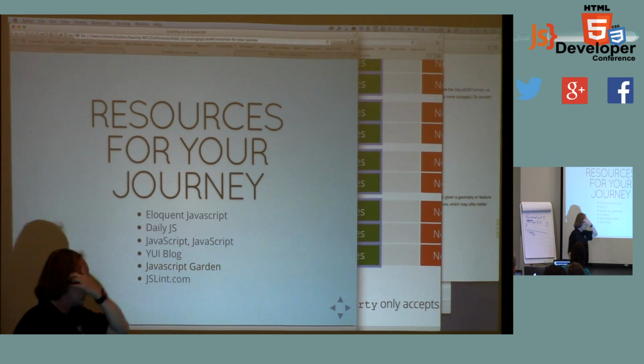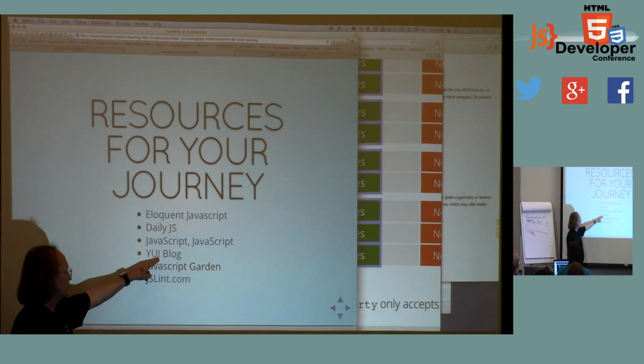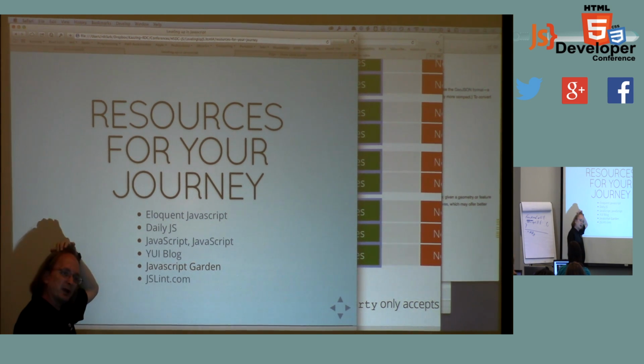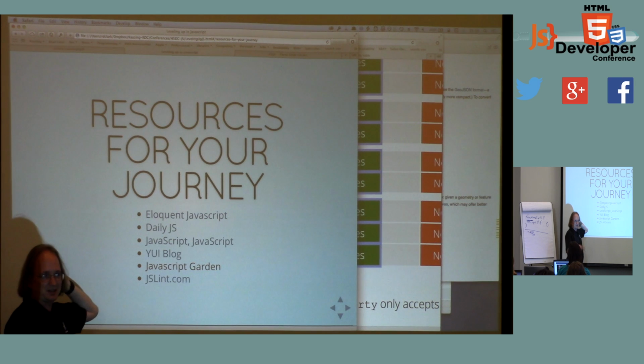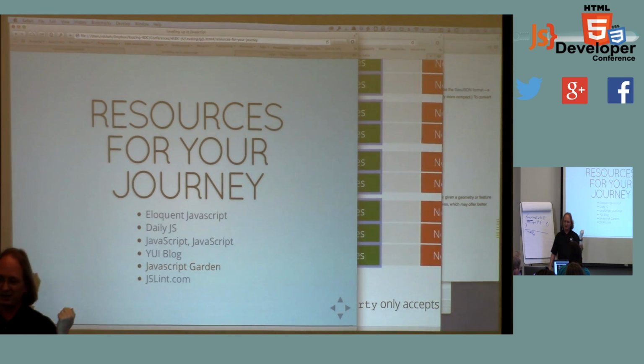JavaScript, this is Angus Kroll's blog, JavaScript weblog.wordpress.com. He doesn't publish very often, but what he does is really interesting details of the language. The Yahoo user interface group, their YUI library blog publishes really interesting things going on in the JavaScript world daily. The JavaScript Garden, which I forgot to link to, but I will.